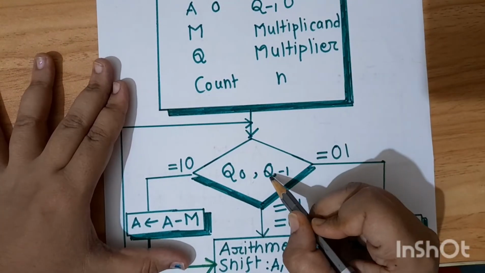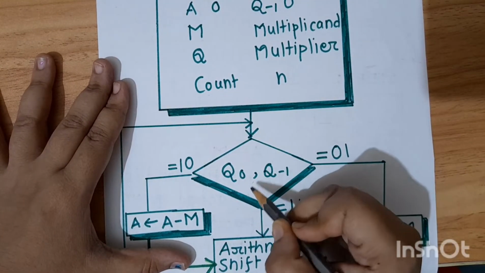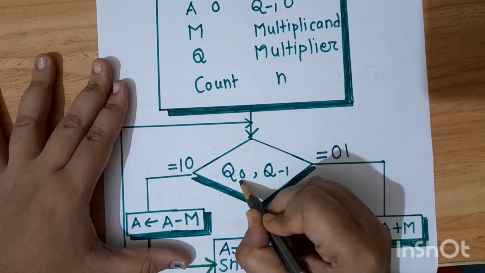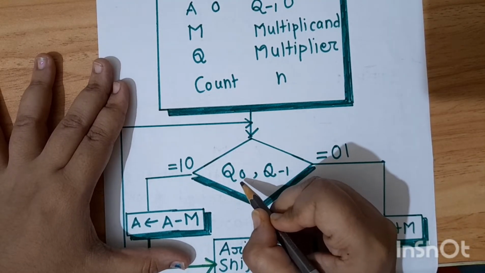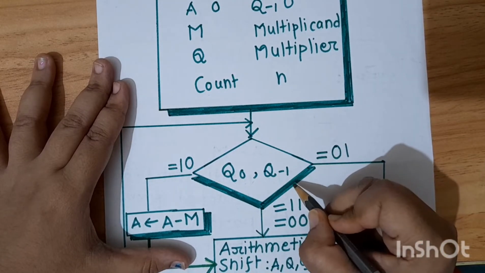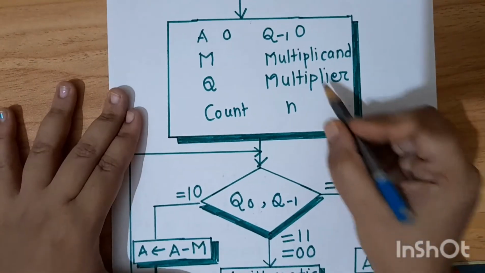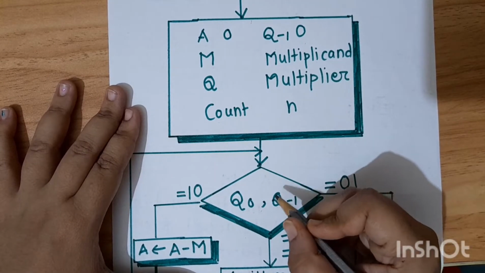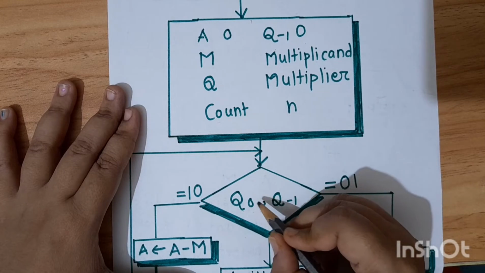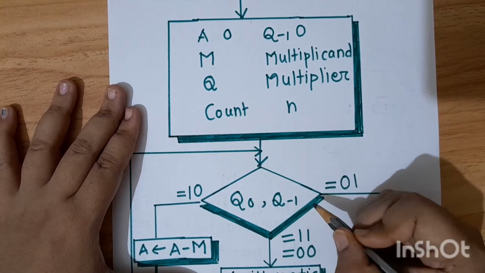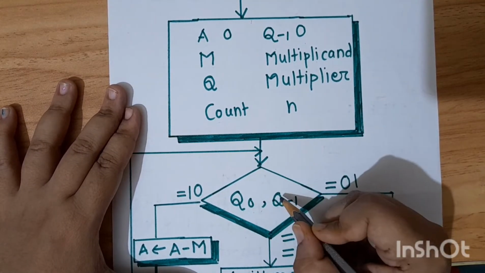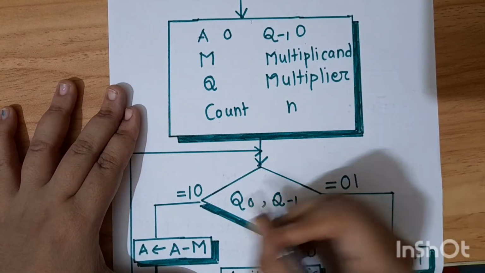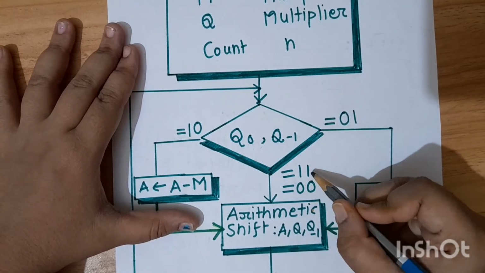So here is a decision making block. Q0 and Q minus 1 are 2 bits. Q0 is actually the LSB of the Q multiplier. Q minus 1 is this bit. Initially it is 0, but every time the arithmetic shift right operation happens, Q0 will move to Q minus 1. So these 2 bits we will concatenate together and check whether it is 0 1, 1 0, 0 0 or 1 1.